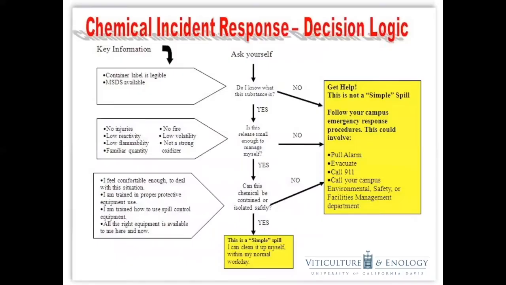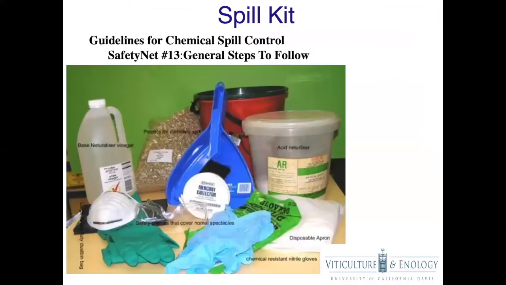Here is the chemical incident decision chart. Tools such as this can help determine if the spill can be handled by lab personnel or if emergency help is required. Here's an example of a chemical spill kit. Chemical spill kits contain neutralizers for acids and bases, absorbent materials for soaking out spills, brushes and dustpans for picking up used absorbent material, gloves, aprons, or other PPE. Safety Net 13 contains guidelines of how to clean up a chemical spill.